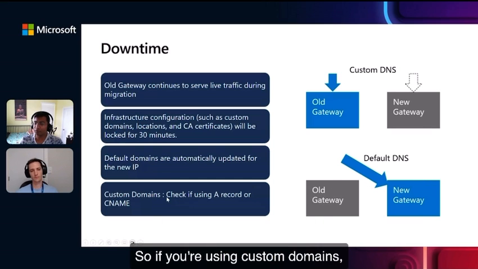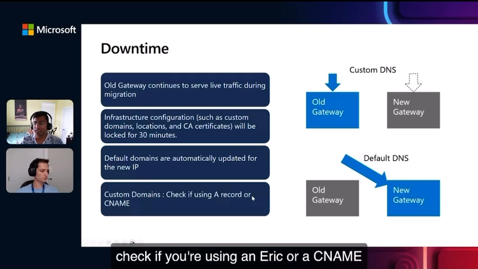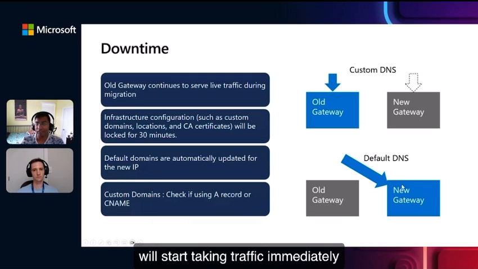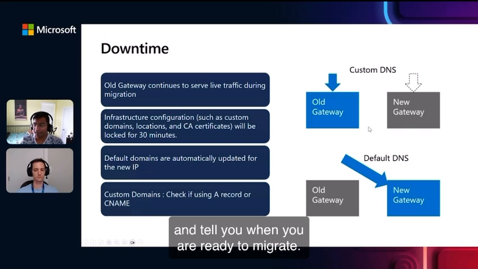So if you're using custom domains, check if you're using an A record or a CNAME, because that decides whether your new gateway will start taking traffic immediately, or it will wait for you to flip the switch and tell you when you are ready to migrate.